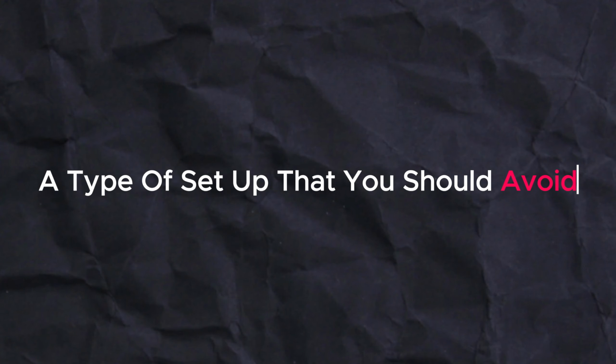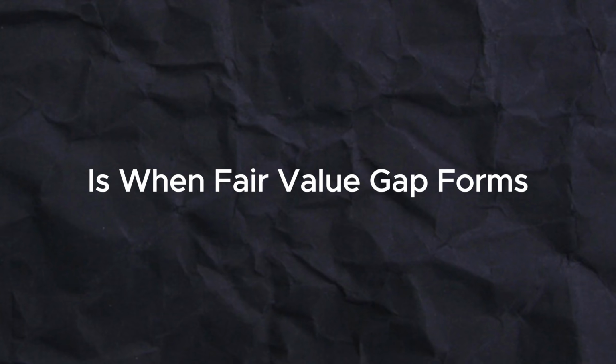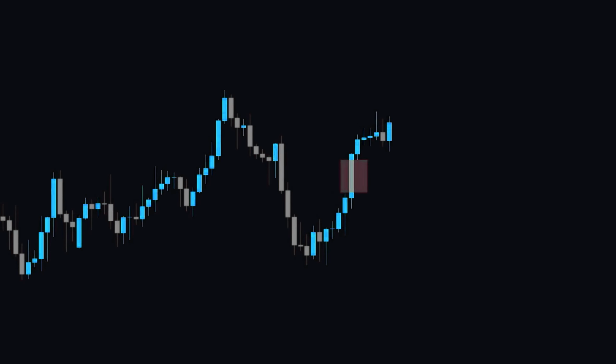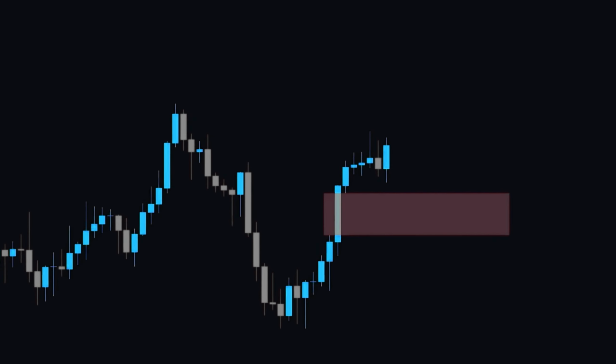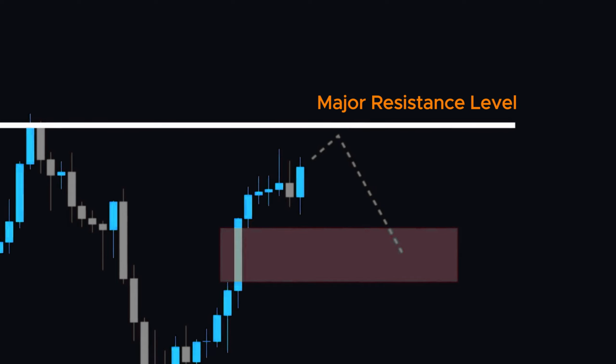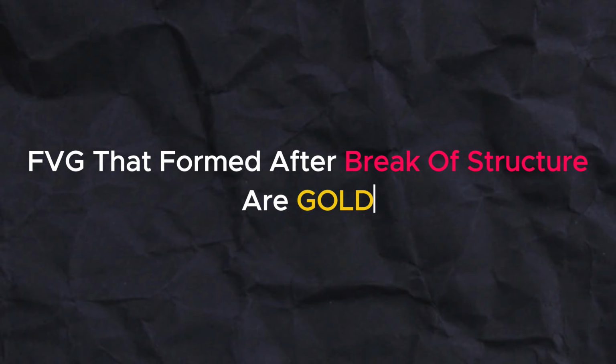Number 4. A type of setup you should absolutely avoid is when a fair value gap forms as the price approaches a major key level. For example, let's say you spot a bullish fair value gap forming. But when you look back, you notice that there's a major resistance level above, so it's best to ignore this fair value gap. This is because key levels could cause the price to be rejected and reverse from them, which may invalidate our initial fair value gap.